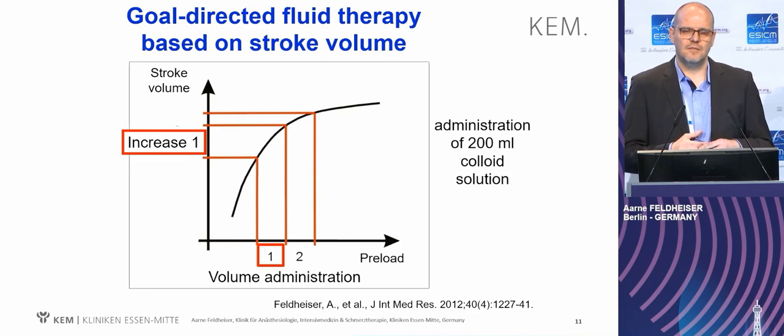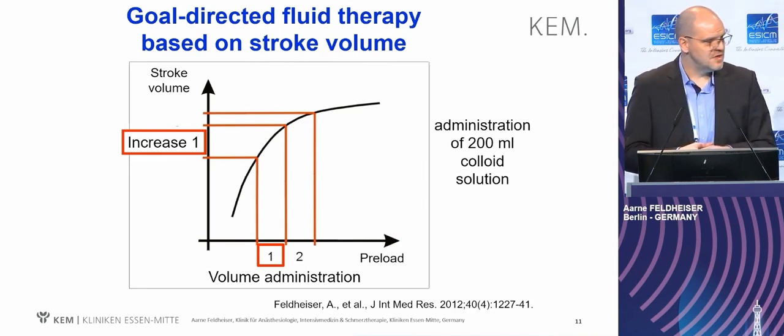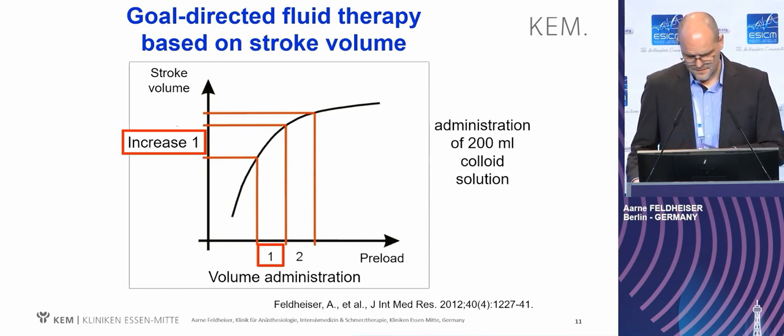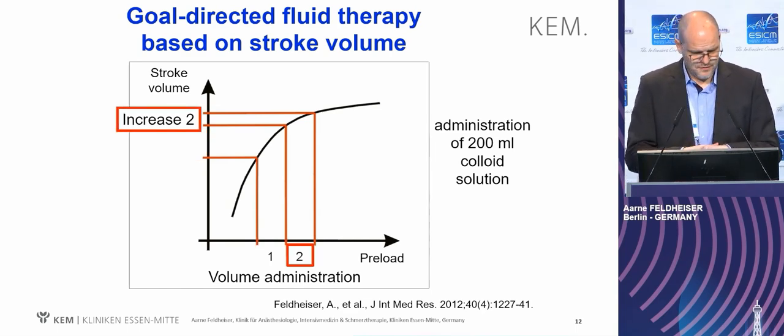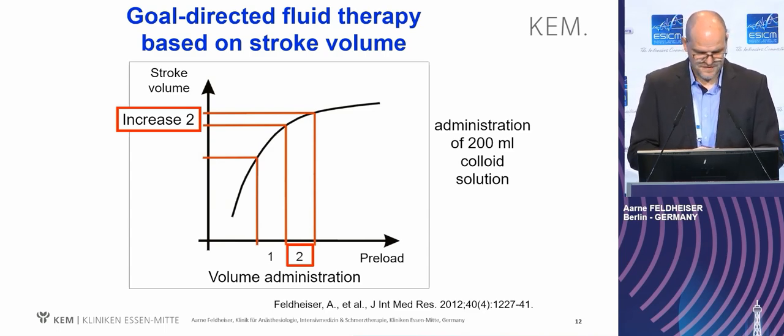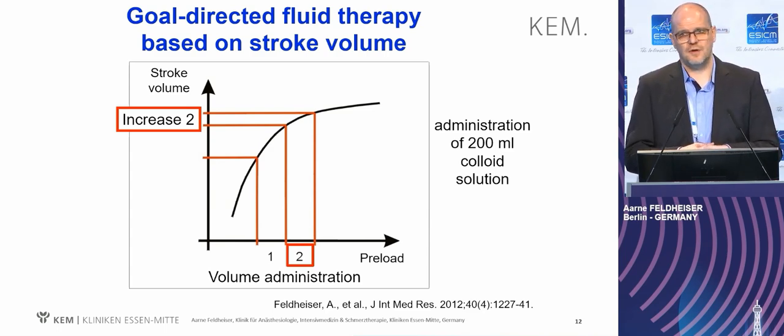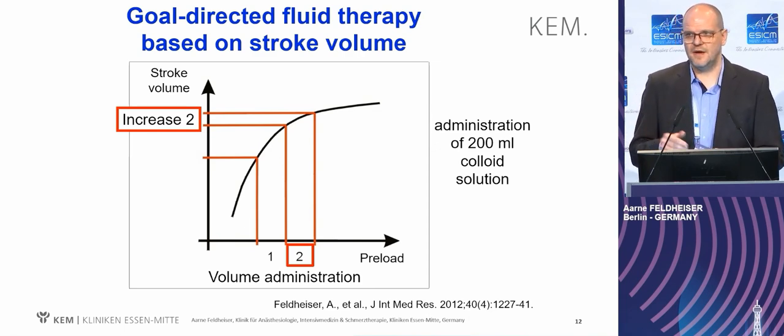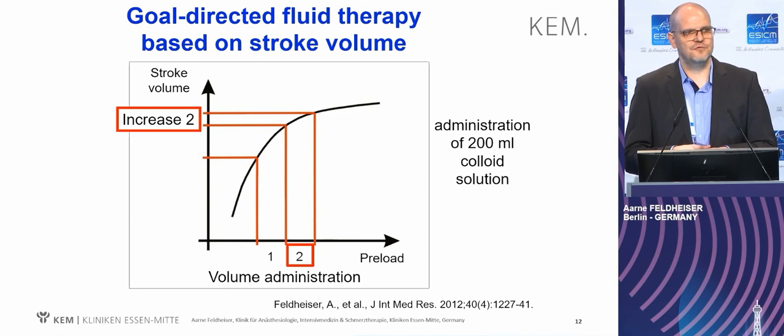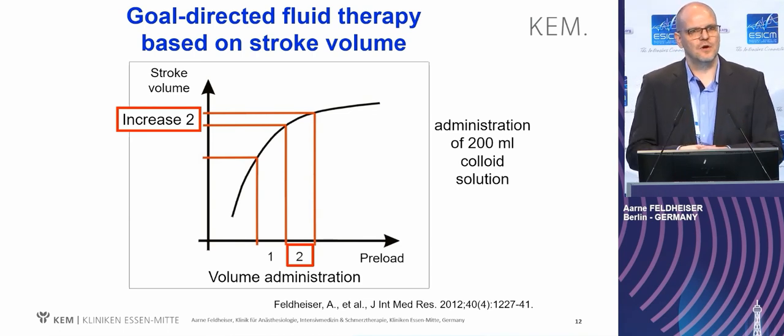That's the way the pulse contour methodology is used, and that's the way the Doppler methodology is used too. After 200 cc, you have an increase in the first trial, and in the second trial, you don't see a further increase, then you stop. At that point, the patient is optimized, not maximized. You could further maximize stroke volume, but that's not the goal for the individualization of the therapy.